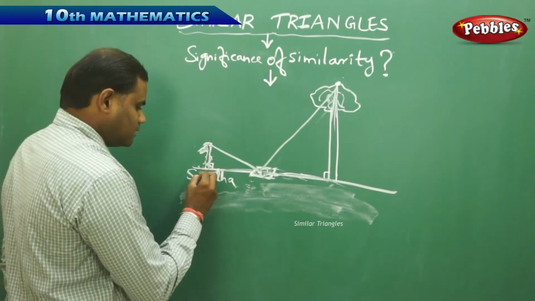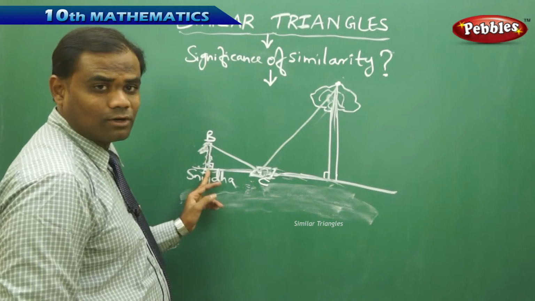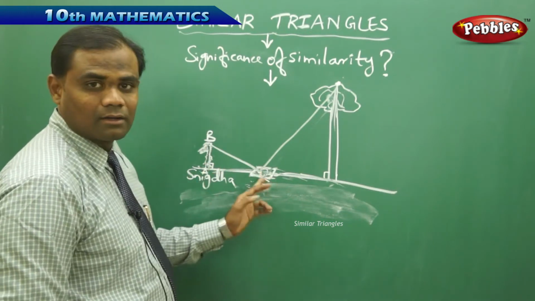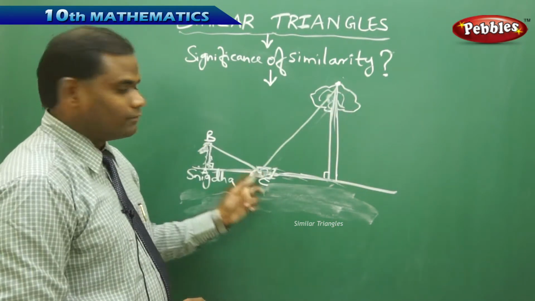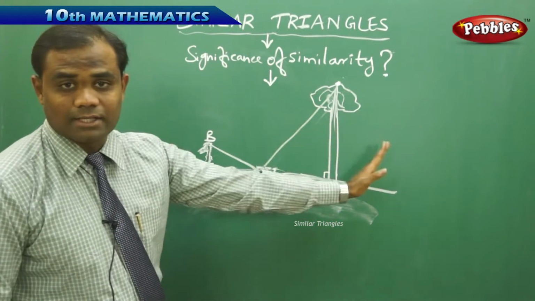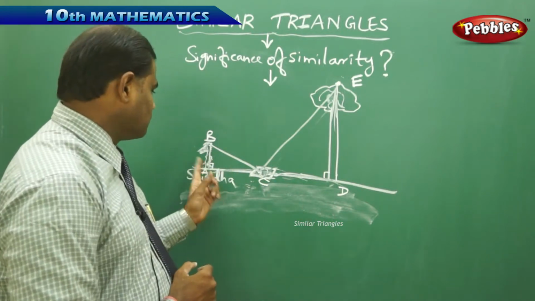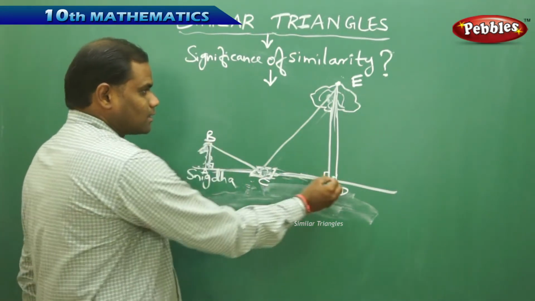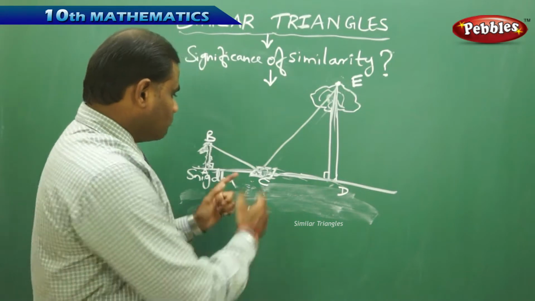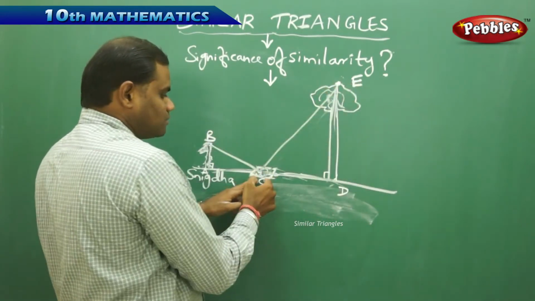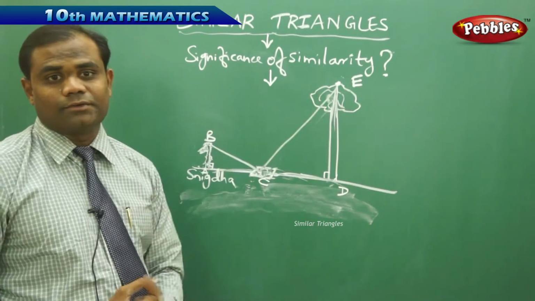One is the right angle triangle ABC, where AB is the height of the girl Snigdha and C is the mirror, the position of the mirror where she can see the top of the tree, which is on the other side of the mirror. And DE is the height of the tree. So I have two right angle triangles, ABC and DEC, both related by the common mirror placed in the middle between the girl and the tree.